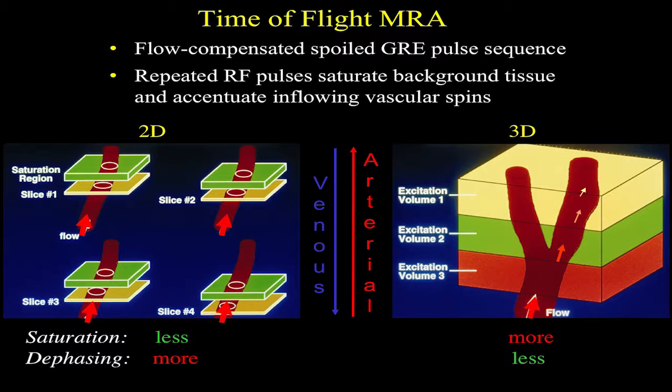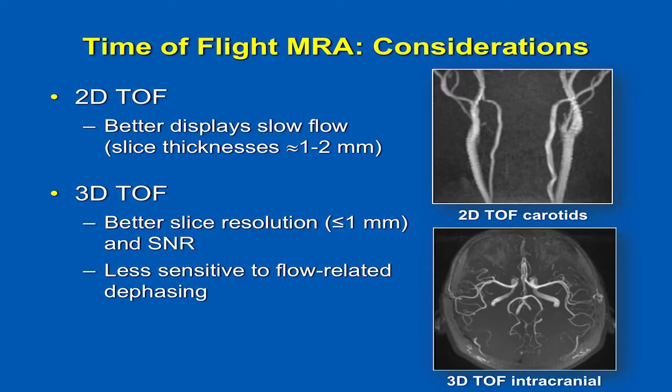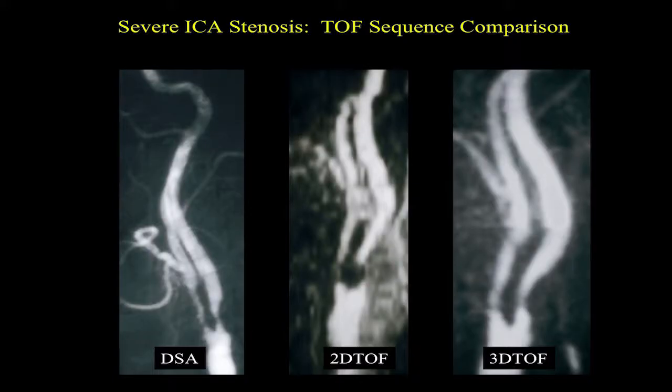In one case, you get very good flow enhancement even with slow flow. In the other case, you get very good spatial resolution. So 3D time of flight, you can get very thin slices, high signal to noise. 2D time of flight is better for slow flow, and we can see a couple of examples of this.